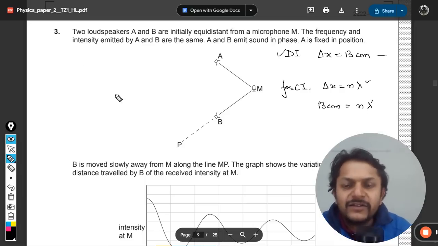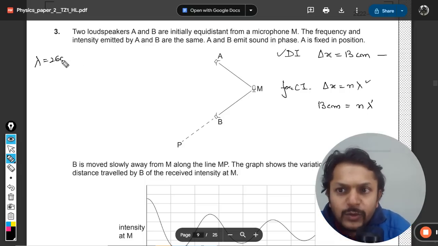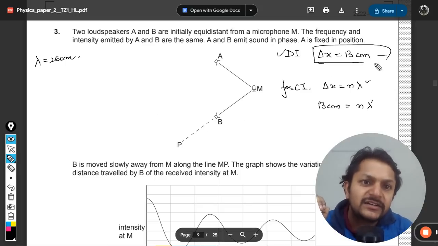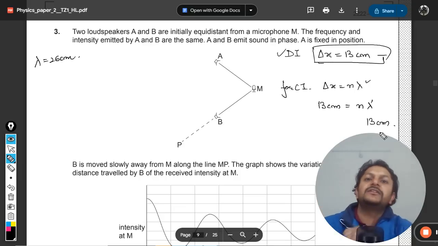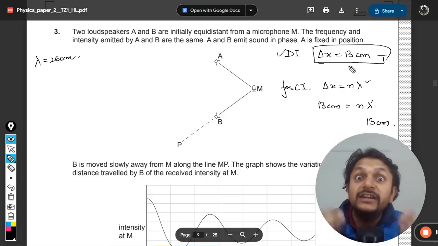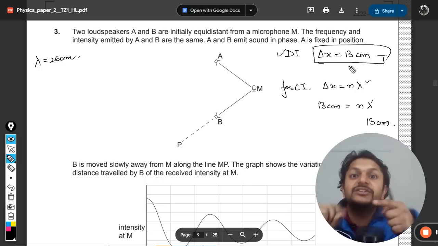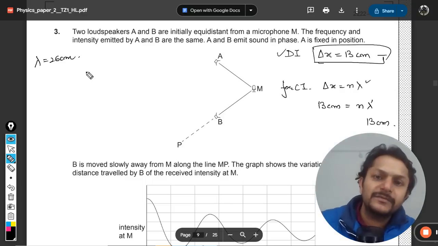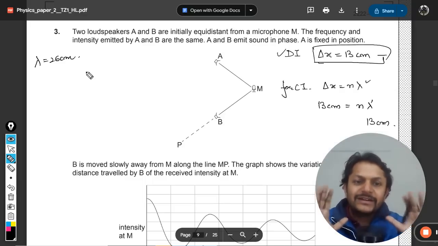Like in that case, I was telling you that the wavelength was coming out to be 26 centimeter and destructive interference will be there if delta x is 13. But there is a possibility that you use a wavelength of 13 centimeter instead of 26 centimeter. So when the path difference is 13 centimeter, you would be finding a constructive interference rather than the destructive interference, because this wavelength is different and that wavelength is different. I hope I am clear now.